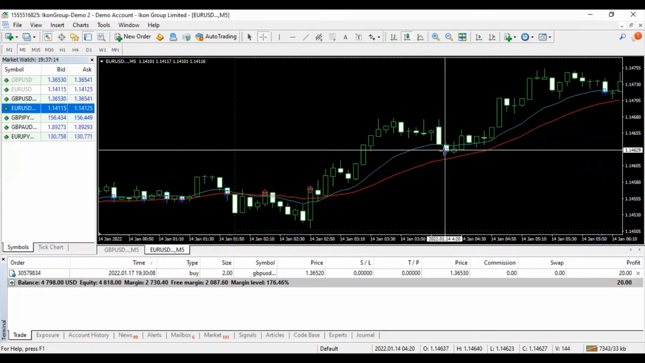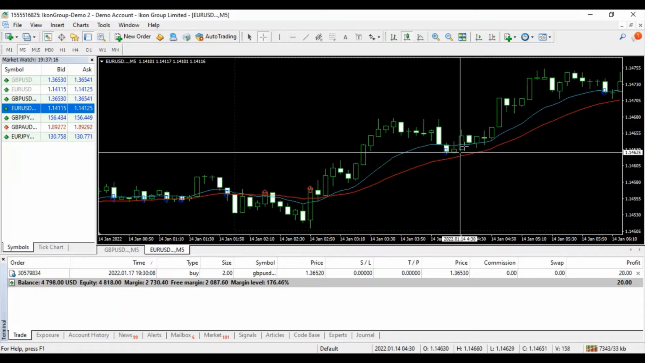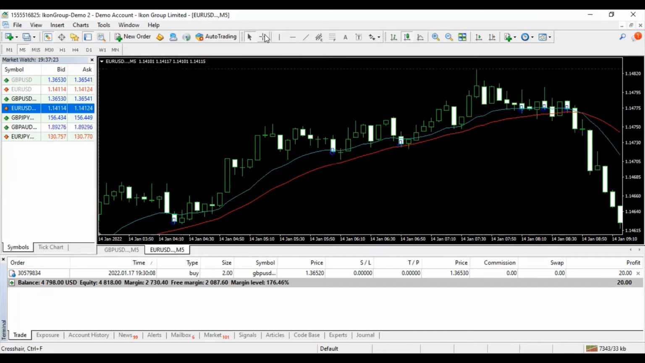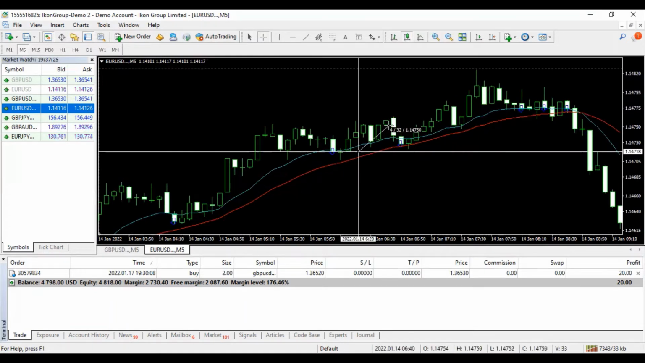You see the blue arrow over here, you buy it. It works perfectly, especially in the trend. You see this. You see here again, it enters. So you pick your trade.